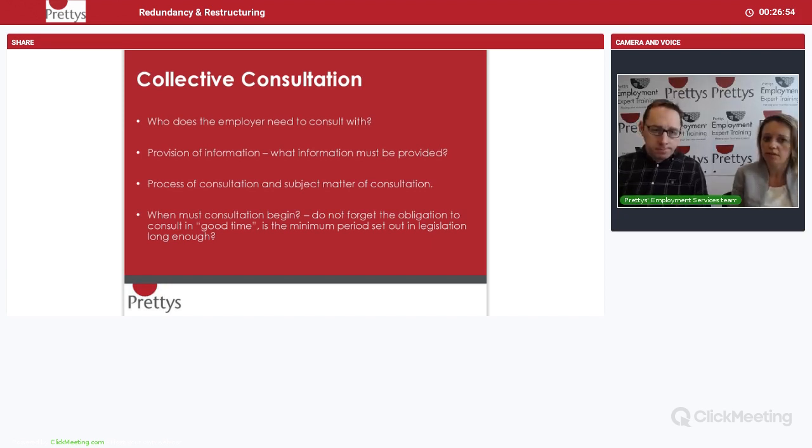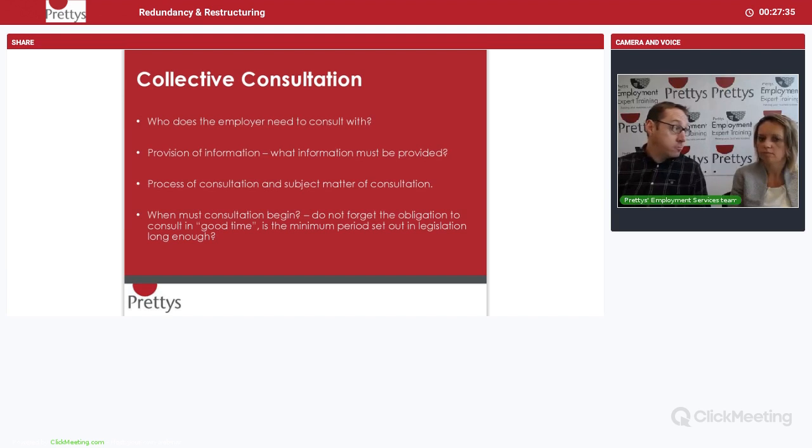There are rules in collective consultation as to what information must be provided. With regards to the process and subject matter of consultation, we go back to the normal principles: with a view to reaching agreement, avoiding dismissal, reducing the number of employees to be dismissed, and mitigating the consequences of dismissal. Provision of information is really important. It's often referred to as a Section 188 letter, but there's certain prescribed information you must provide, and if you don't, then the consultation process has never actually commenced. So getting that Section 188 letter clear is really important.